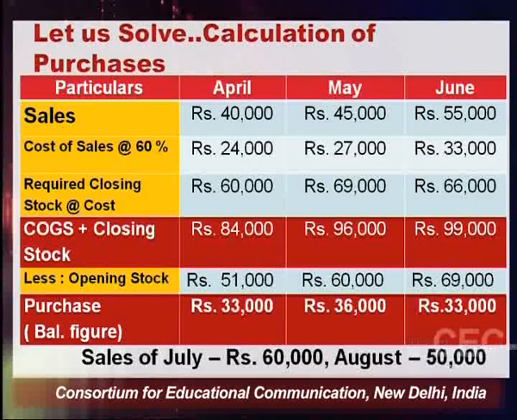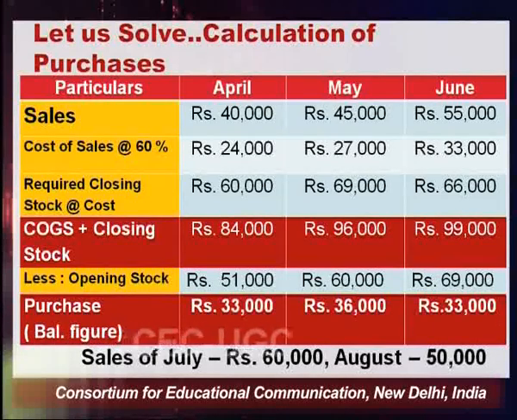The same process we have to follow. So once we have taken cost of goods sold and closing stock at cost, we can club them, cost of goods sold plus closing stock, as per the formula which I told you at the very outset, and the same process we have to follow for subsequent months also. So in the first month, cost of goods sold plus closing stock becomes 84,000, in the second month it becomes 96,000, and in the third month it becomes 99,000.